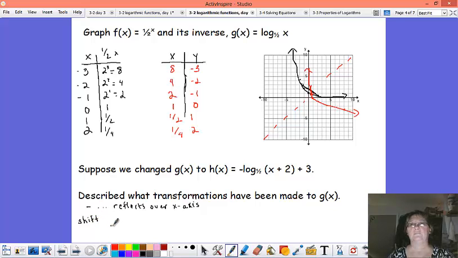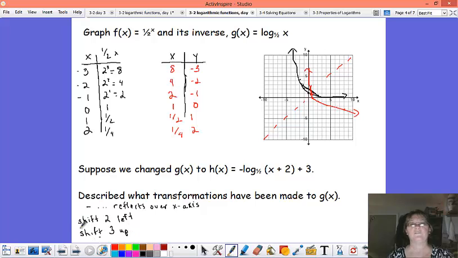And in this case, we're going to shift 2 units left, because remember it goes the opposite of what you'd expect in there. It says +2, but it really is moving in the negative direction. And then it's going to also shift 3 up.